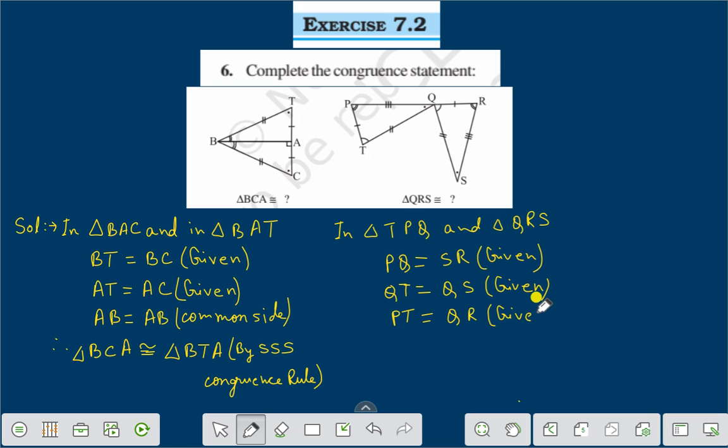Therefore, you can say that triangle QRS is congruent to triangle TPQ by side by side congruence rule.